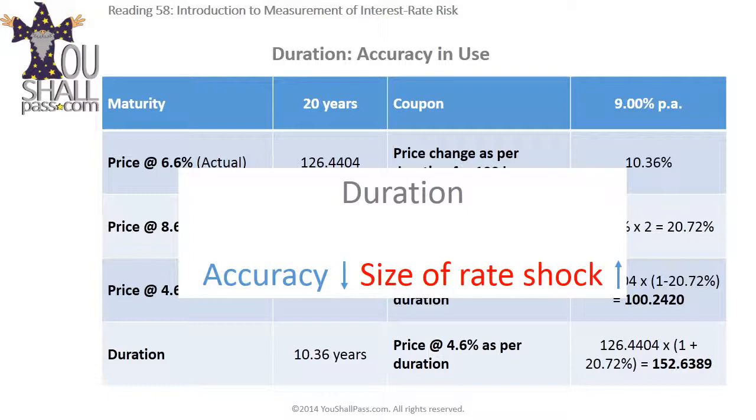And due to the assumption of symmetrical price movements around a given initial yield, the inaccuracy in estimating prices using duration grows as the size of the rate shock being modeled grows. We just showed that for small changes in yield, duration is a pretty good measure of estimating price movements, but for larger rate shocks, not so much.